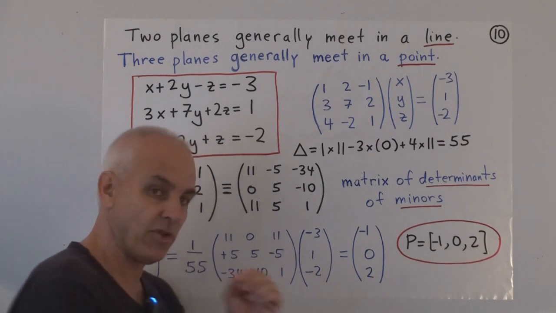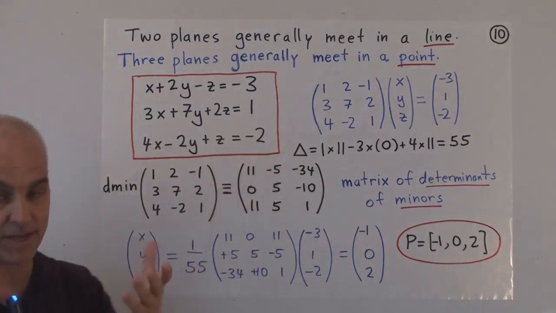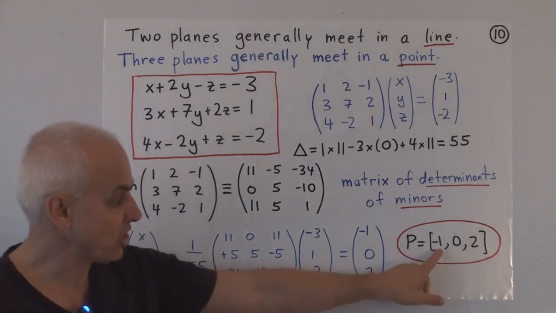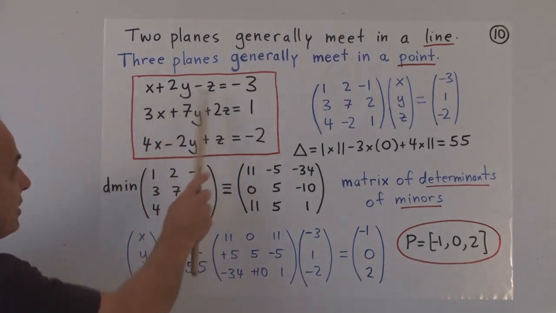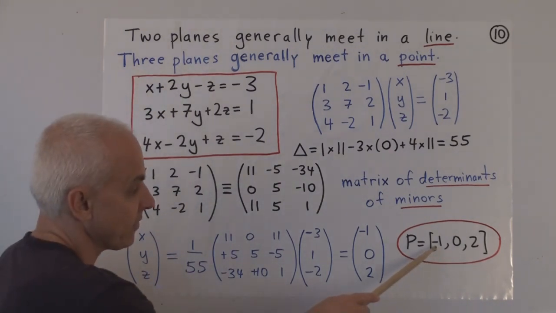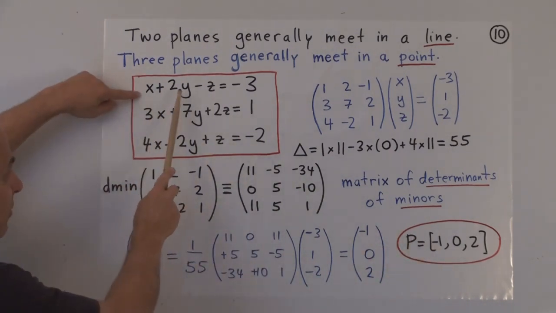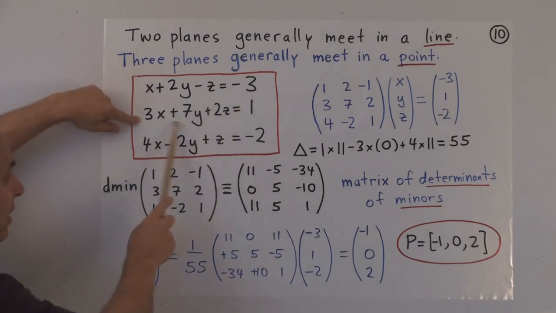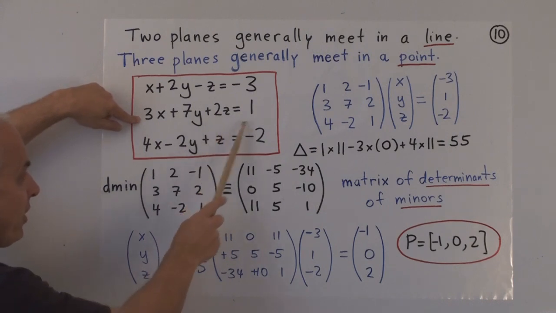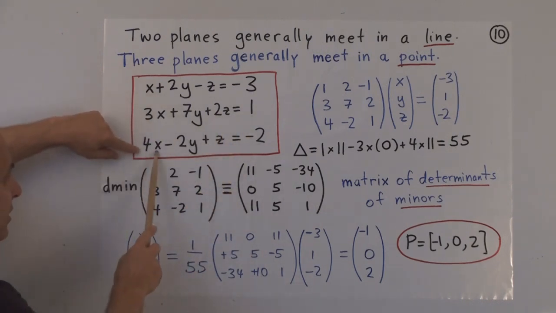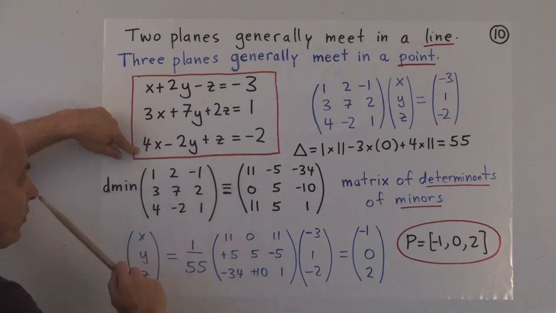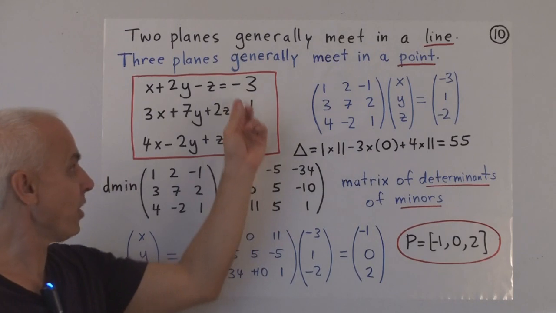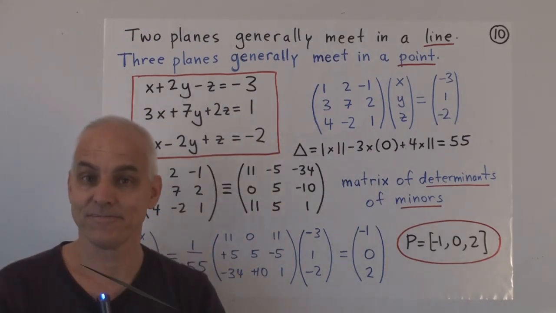I've written it as a row vector in square brackets because it's a point. And we can check that. We can check that that point satisfies these equations by plugging things in. For example, -1 plus 0 minus 2 is indeed -3. And -3 plus 0 plus 4 is indeed 1. And -4 plus 0 plus 2 is indeed -2. So this really is the common point of those three planes.